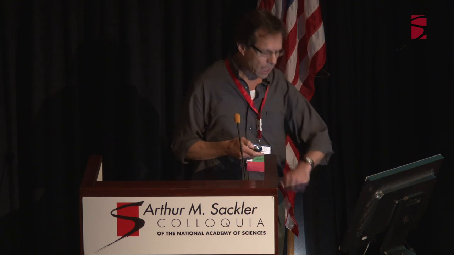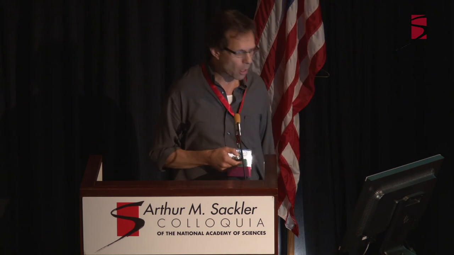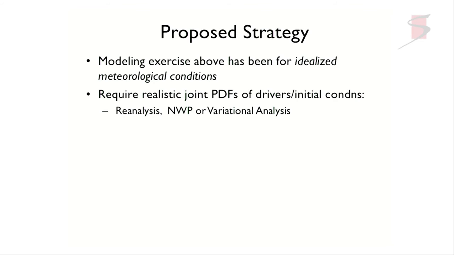Okay, so I've got to get now into a proposed strategy for how we take this, where we go with this. The modeling exercise has been for idealized meteorological conditions, and they do not represent reality. The joint PDFs, the way we sampled them, don't have anything to do with reality other than the fact that the range of the initial conditions was reasonable. What we require is realistic joint PDFs of the drivers, the initial conditions. And we could get these from reanalysis, from NWP, or perhaps from variational analysis.